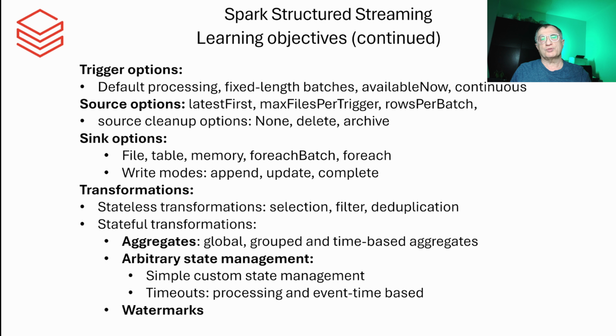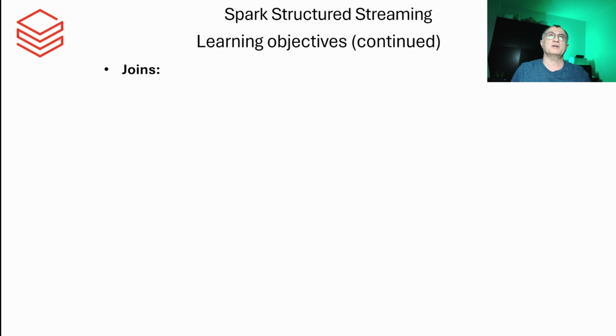Watermarks are an important part of streaming pipelines. We'll talk about benefits of watermarks, and I'll demonstrate how to set up watermarks in your streaming. Next, we're gonna move to the joins section. Joins are another important transformation type with Spark structured streaming.